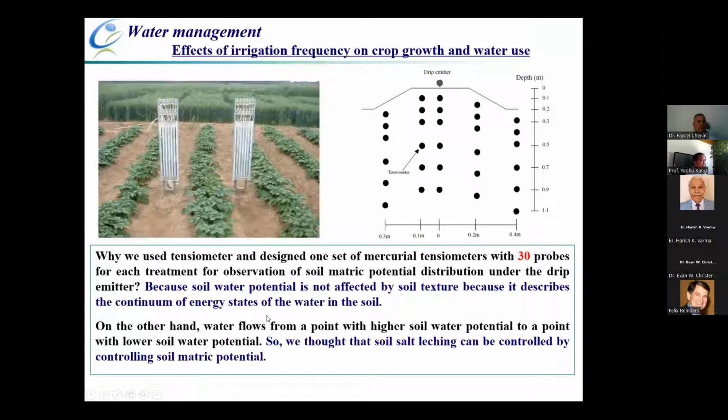On the other hand, as we know, in nature, water flows from a point with a high soil water potential to a point with a low soil water potential. So we thought that soil salt leaching can be controlled by controlling soil matrix potential.